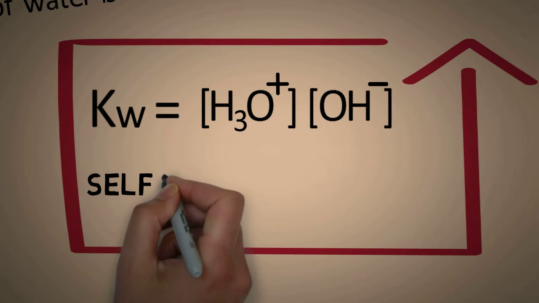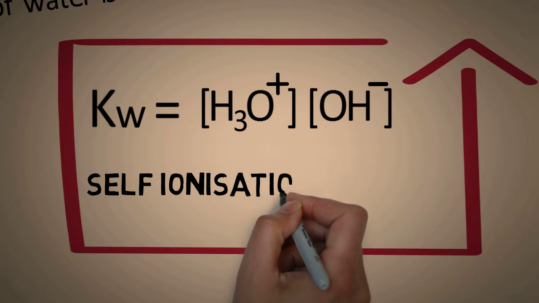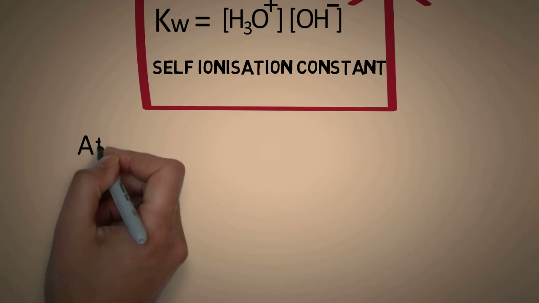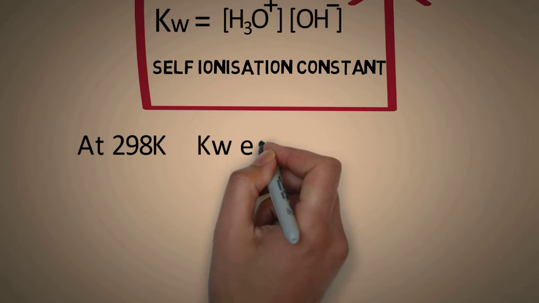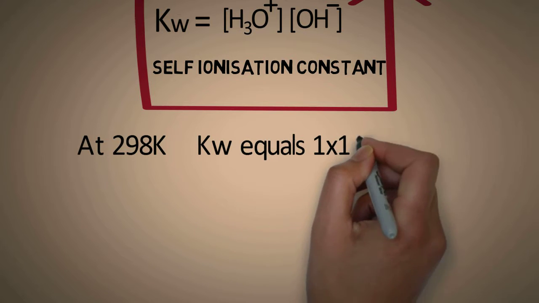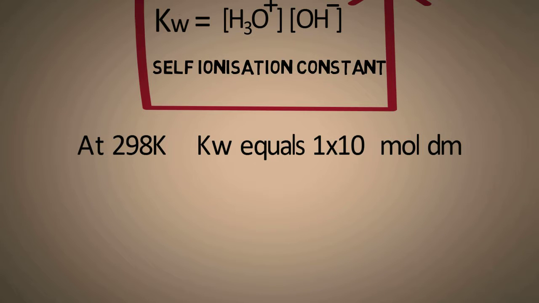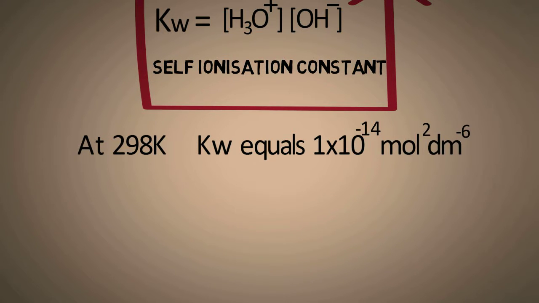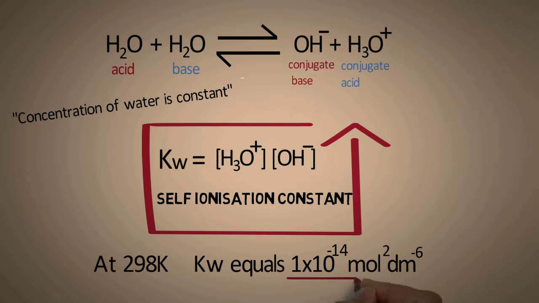And this actually has a value that you should remember. Sometimes in the exam it is given, but other times it is not, so it's just safe to remember this. At 298 Kelvin, Kw equals 1 times 10 to the minus 14 mol squared dm to the minus 6.